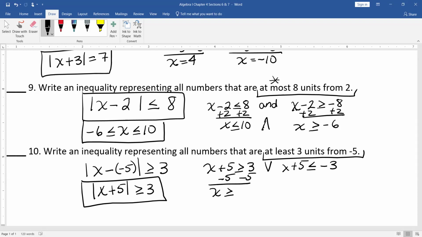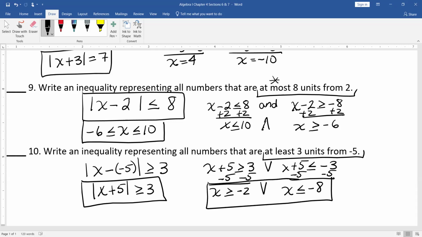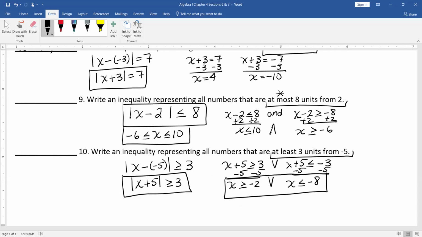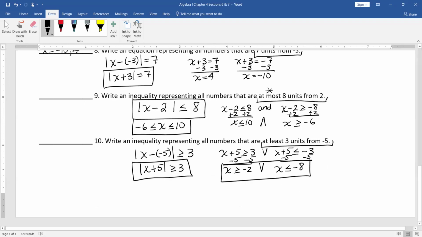Greater than or equal to negative 2. Subtract 5 here. x is greater than or equal to negative 2, or x is less than or equal to negative 8. So we have our range of values for x to give us a true statement. I believe that covers it. Yep, that's everything that we have.